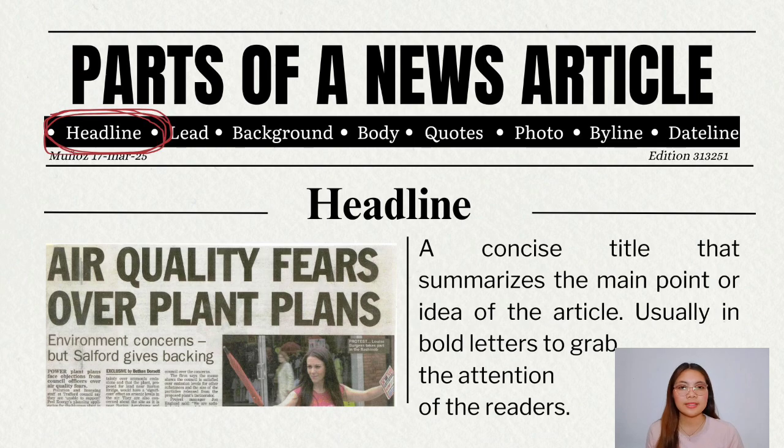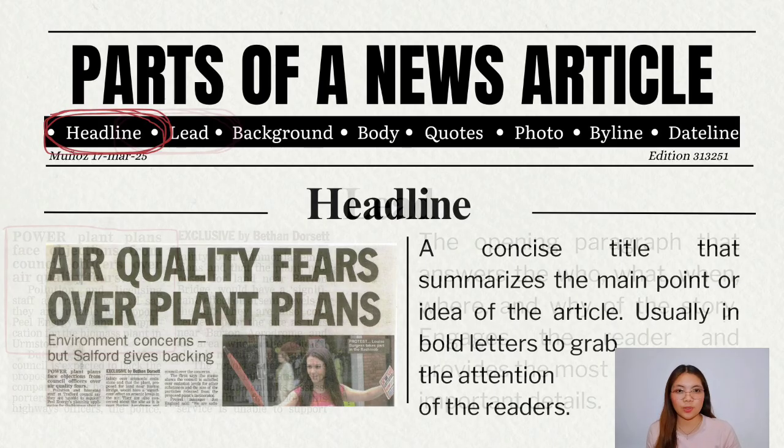The headline is the title of a news article that summarizes the main point or idea of the news. It is usually written in bold letters and it is the biggest one on the page of the article to grab the attention of the readers. As you can see in our example here, the first one that you will see on the news article is the headline, of course.